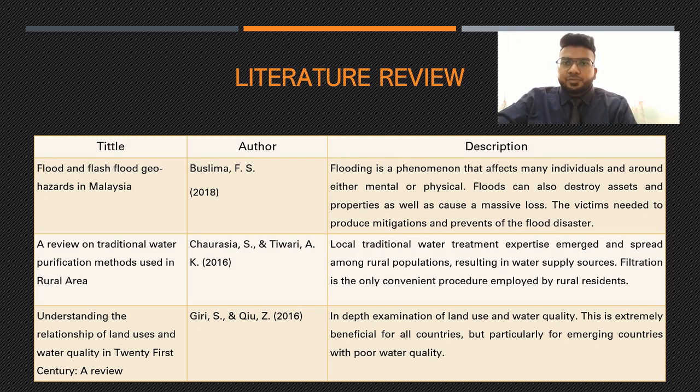The third literature review is Understanding the Relationship of Land Use and Water Quality in the 21st Century. The author is Giri in 2016. This research is mainly an in-depth examination of land use and water quality. This is extremely beneficial for all countries, but particularly for emerging countries with poor water quality.